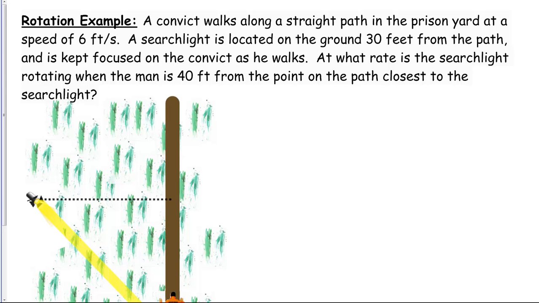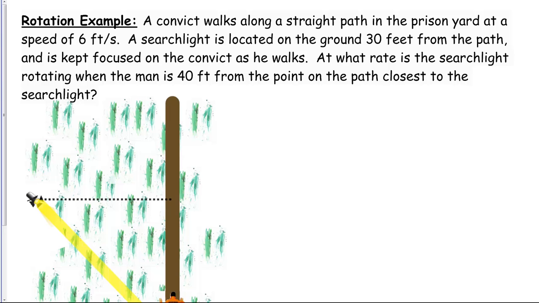A convict walks along a straight path in the prison yard at a speed of 6 feet per second. A searchlight is located on the ground 30 feet from the path and is kept focused on the convict as he walks. At what rate is the searchlight rotating when the man is 40 feet from the point on the path closest to the searchlight? Okay, so there's a lot of information in this problem.